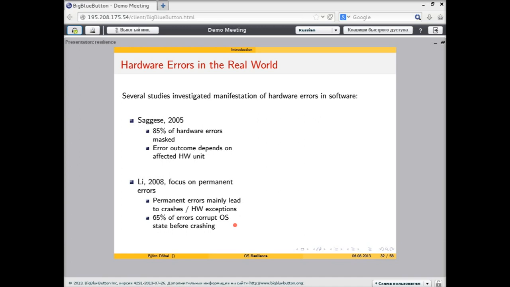And one thing he found out is that 85% of the hardware errors he injected were actually masked by the hardware. And masking means that the error will never appear in software. So even though you have some kind of a transistor that fails, this transistor is not having an effect on the software that's running on top of your system.